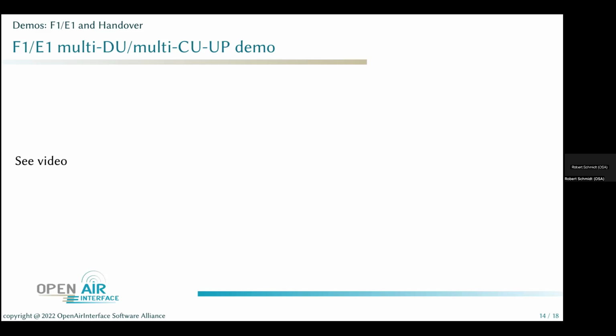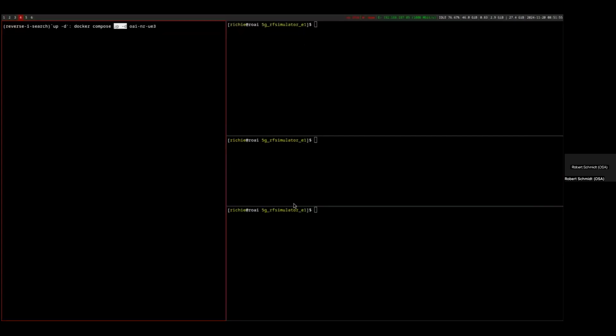So I have basically two demos. The first demo is just basic multi-DU, multi-CU-UP operation. To keep this simple, what you would need to redo this demo is Docker and the Docker compose file. What I chose here is what the CI runs in every merge request. That is a very simple case, but I would like to use it to show a little bit how this works. In the beginning, we just start the core network.